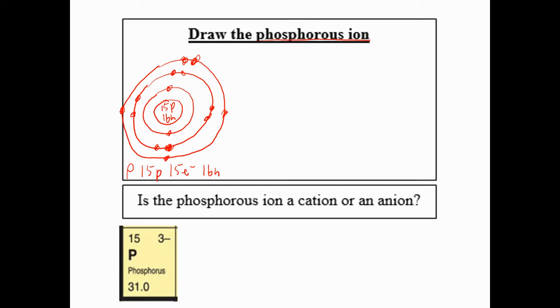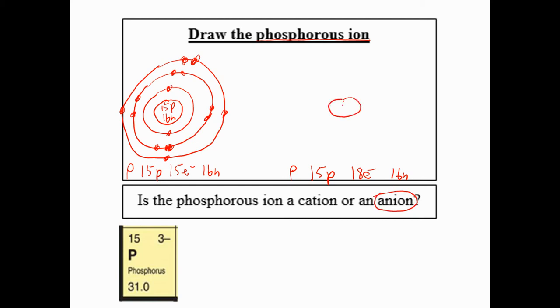It's in group 15, so 5 valence electrons. It's easier to gain 3 than it is to lose 5. So this is going to form a negative ion. Basically, I'm gaining 3. So essentially, we're going to have the same number of protons, but now I'm getting 3 electrons, so I'm going to have 18 electrons. Still the same number of neutrons, though. So it's going to be a negative ion, so it's an anion.